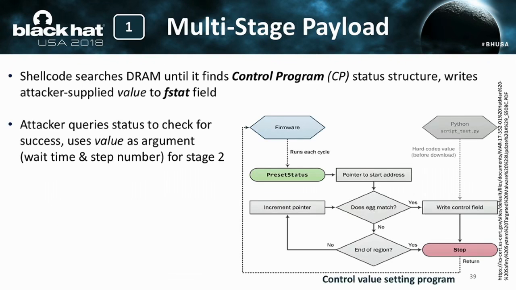So in the first stage, the attacker searches the RAM until it finds the control program status structure. And in that structure, the attacker is looking for the fstat field and tries to change its value.